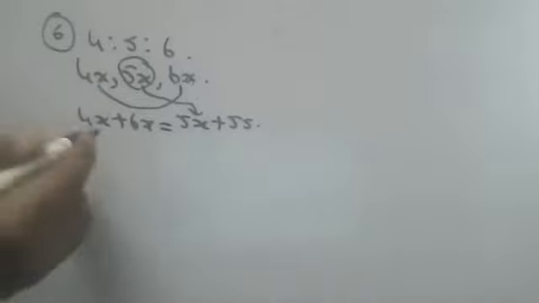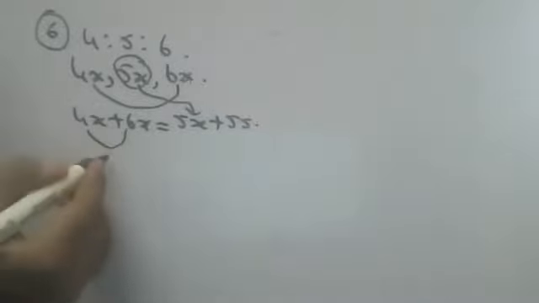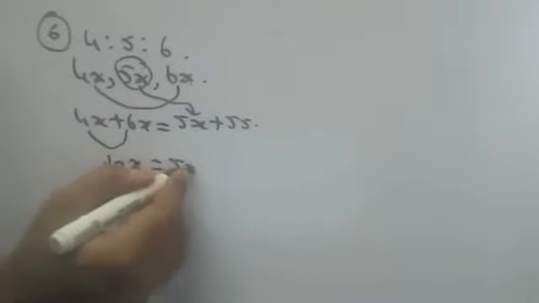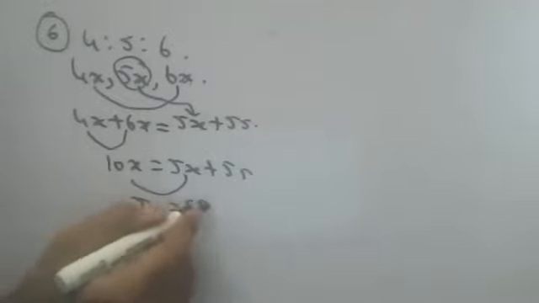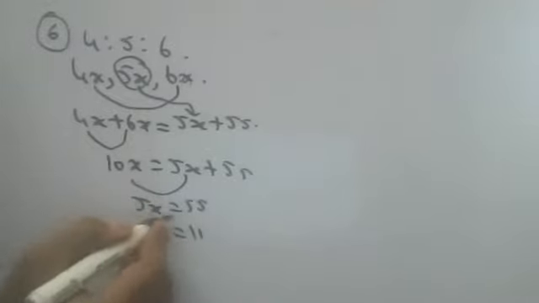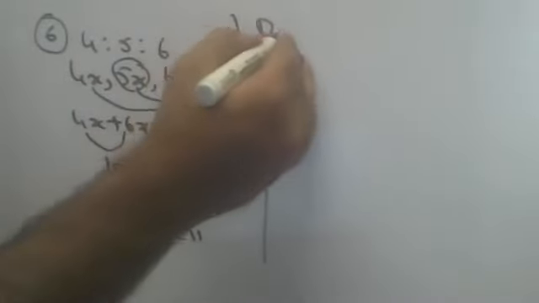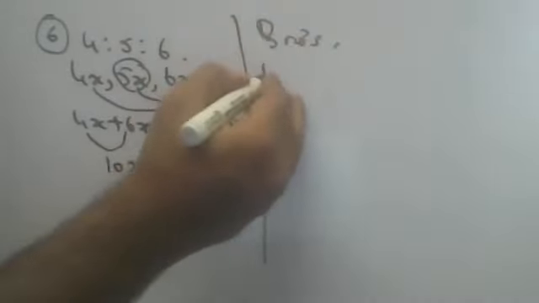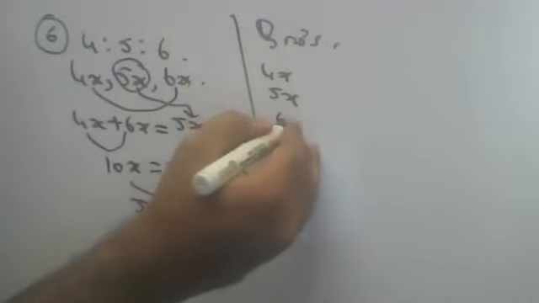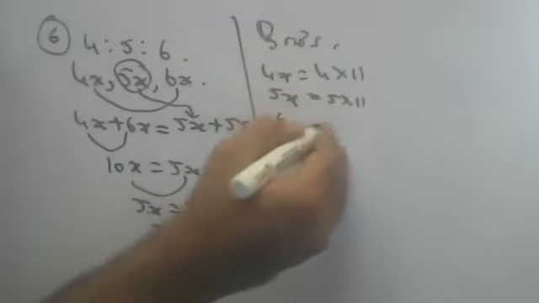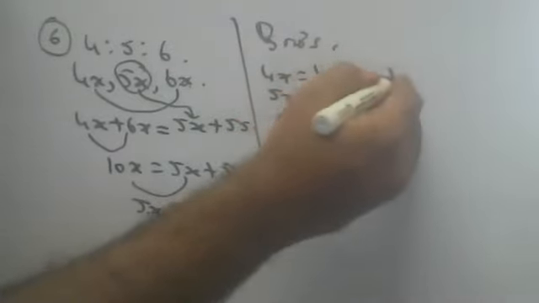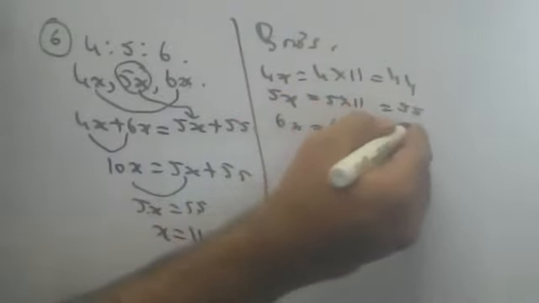So children, what does this mean? 10x is equal to 5x plus 55. Here 5x is equal to 55. x is equal to 11, children, because 55 by 5 is 11. So what are the 3 numbers? One is 4x, one is 5x, one is 6x. Let's check. 4 into 11, 5 into 11, 6 into 11: 44, 55, 66.